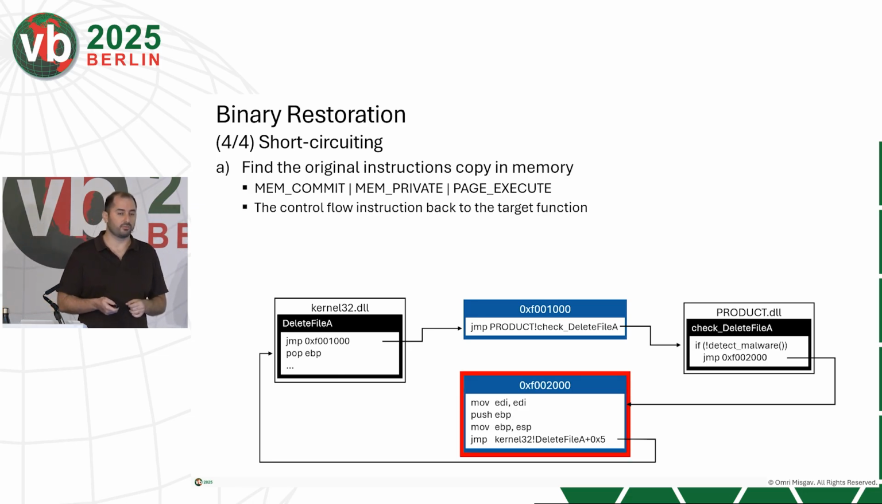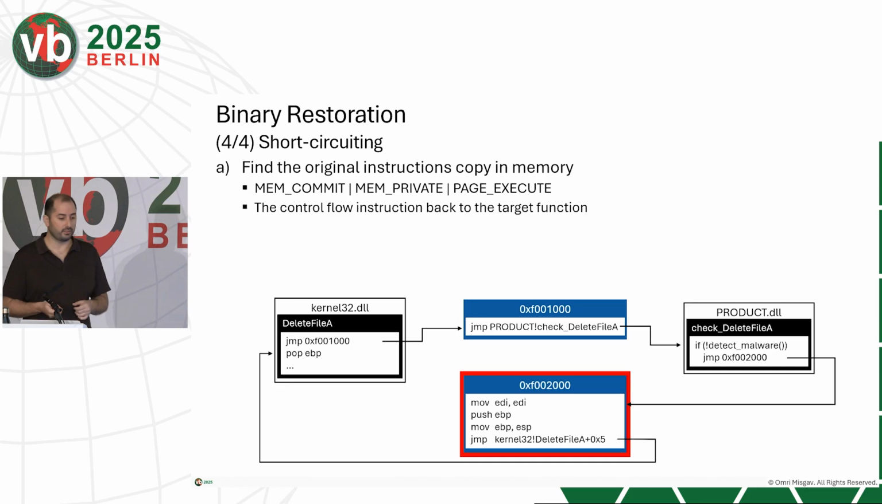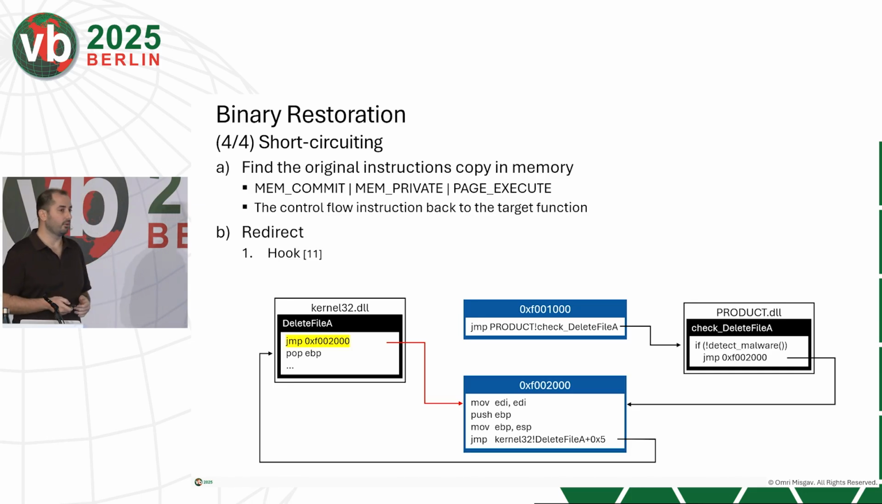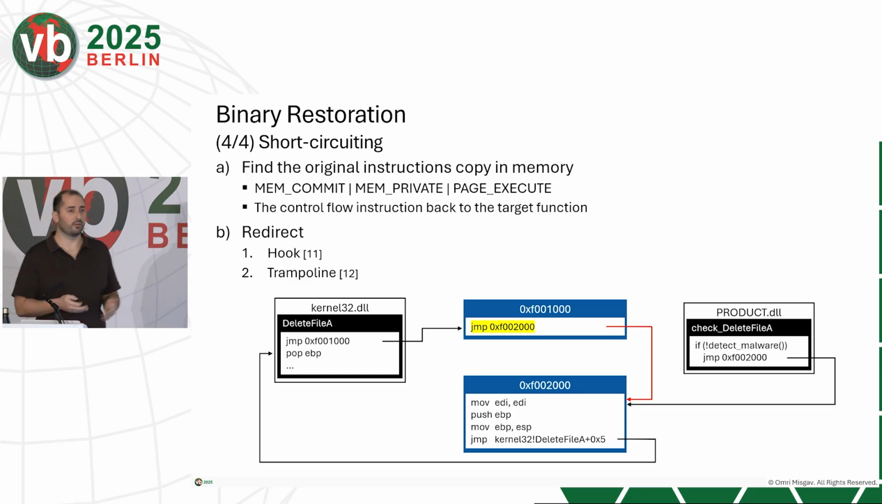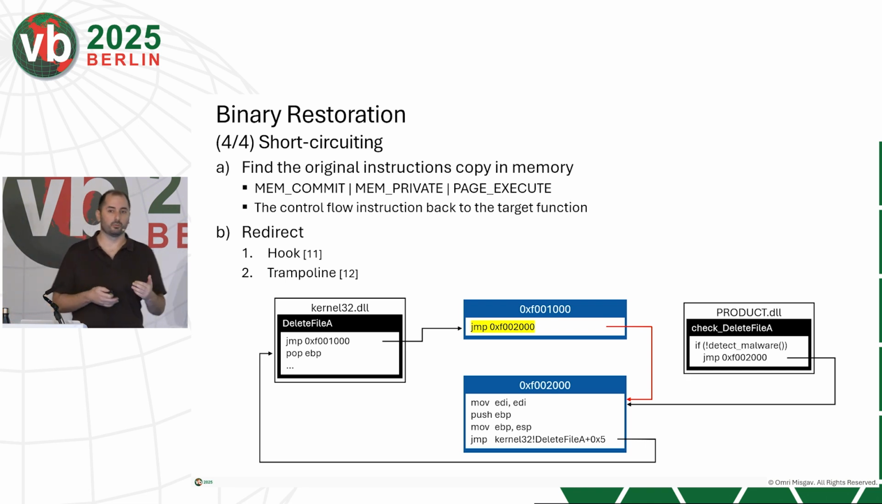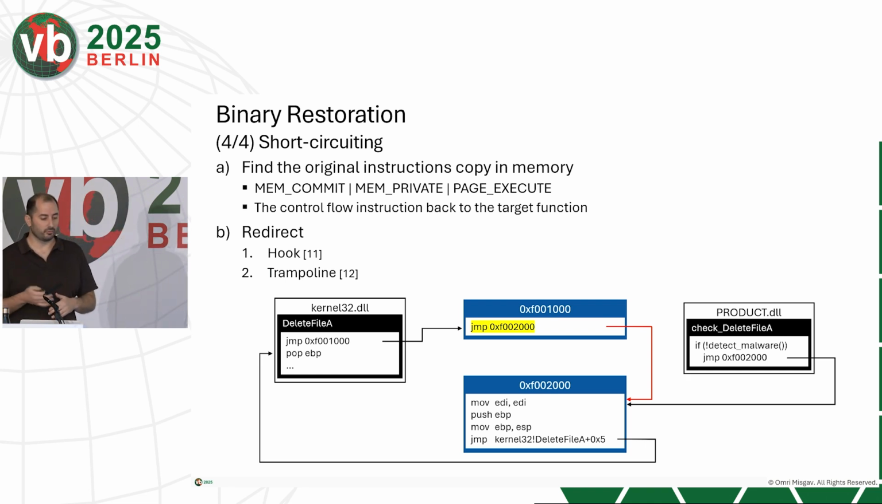And once we found it, we can do one of two things. We can either overwrite the hook itself in place directly to the original code, to the original stub, sorry, or we can override the trampoline, which is usually an intermediate area that is used by the hooking engine for a variety of reasons.